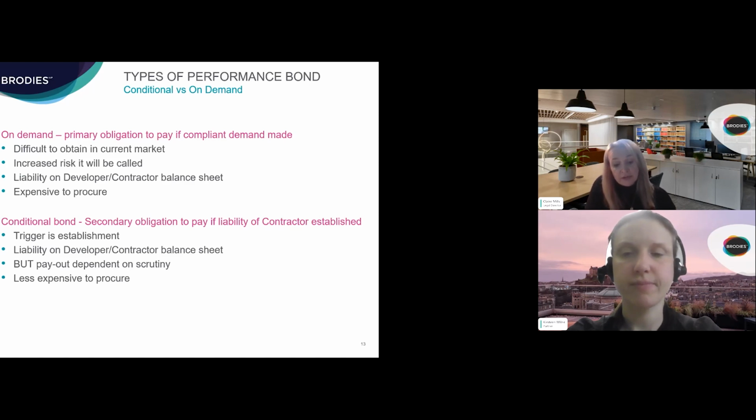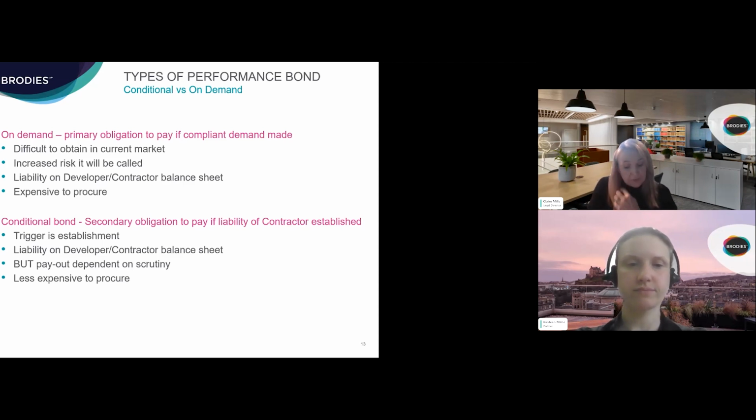An on-demand bond can be called at any time by the beneficiary of the bond, and the surety or the guarantor who has given the bond is obliged to pay on demand on receipt of a simple demand notice. The RSL in that scenario does not have to demonstrate it suffered a loss at the time it issues the demand notice. And so on-demand bonds provide instant, easily accessible redress to RSLs. Therefore, unsurprisingly, they are less readily available and very expensive to procure. Because provided the procedural requirements for making a demand under the bond are met, there's little scope for the developer or the grantor of the bond to challenge the demand.